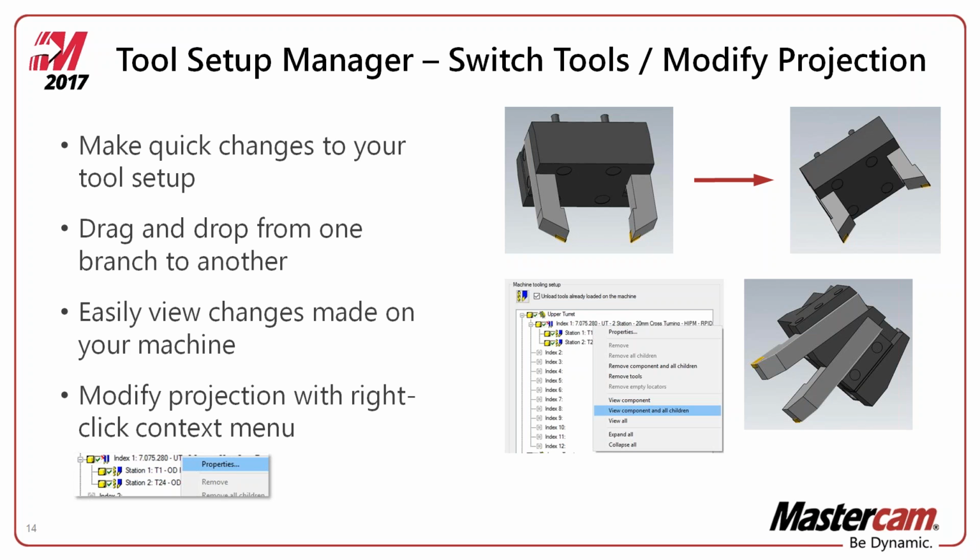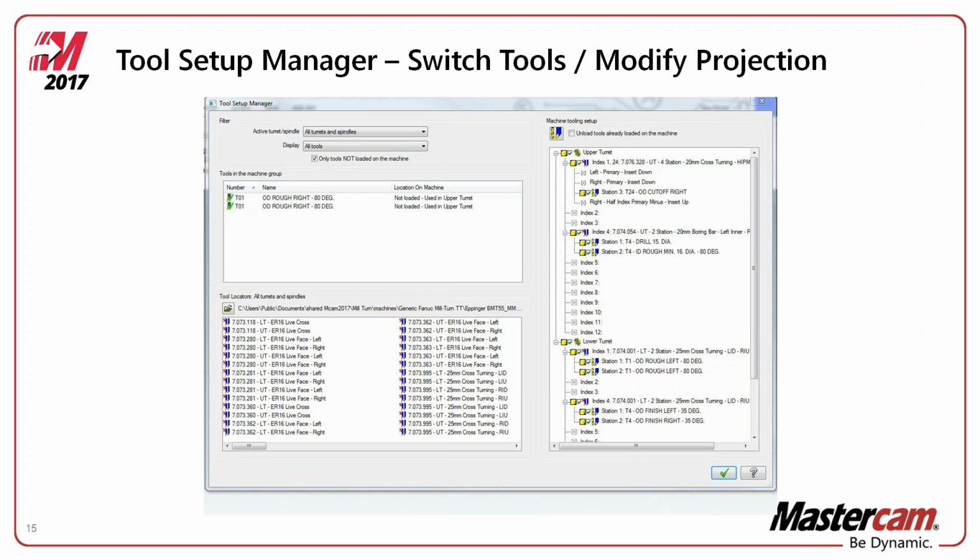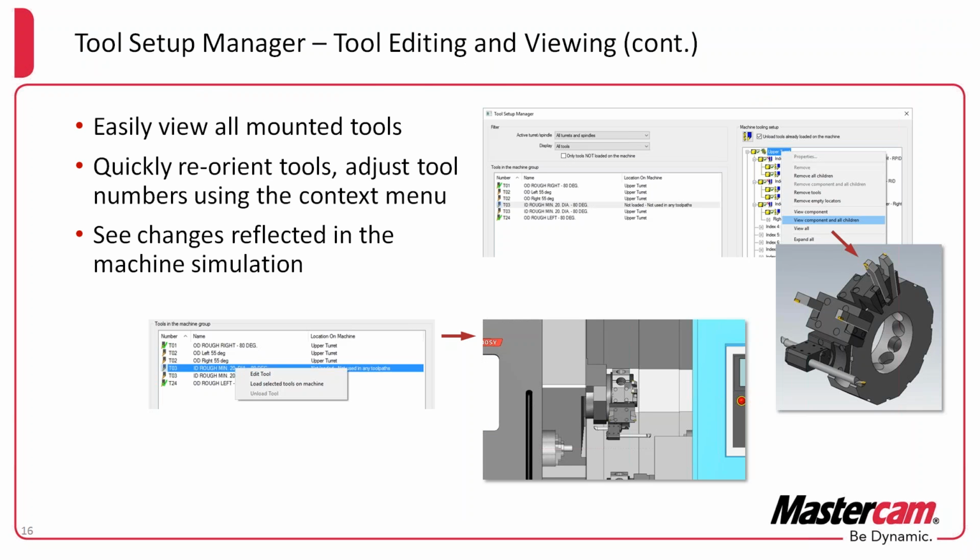We are able to modify and drag and drop some of the projections here to make it quick and easy for your tool setup, and see exactly what changes you're doing on the machine in the machine simulation. And of course we can modify any of that projection by just right clicking and going to the properties menu to modify everything there. Again, it's pretty quick and easy to reorient any tools and adjust the numbers that are needed, and of course we can see those on the machine simulation as well.